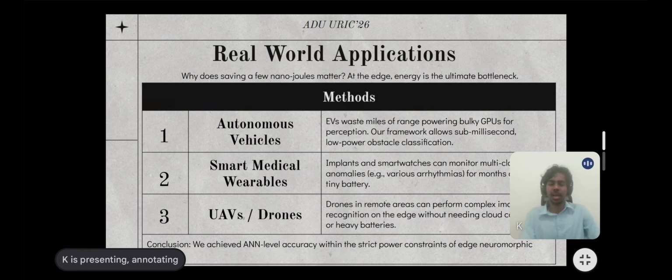Some of the applications of this could be seen in AVs, smart medical wearables, or UAVs. Each one of these systems faces a lot of computation issues, and our framework hopes to solve them, because even a few nanojoules actually matter, and on a bigger scale this can impact a lot more than people could think of.